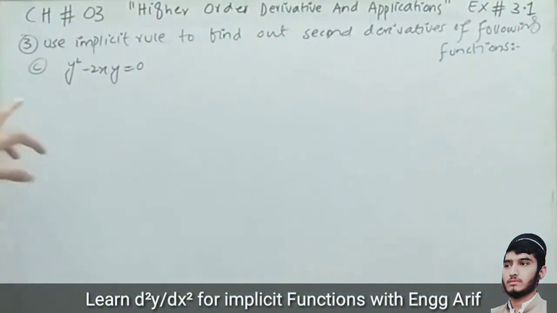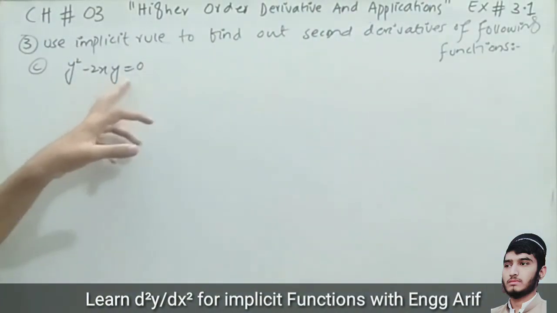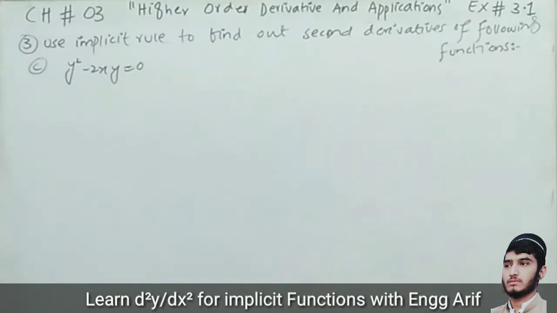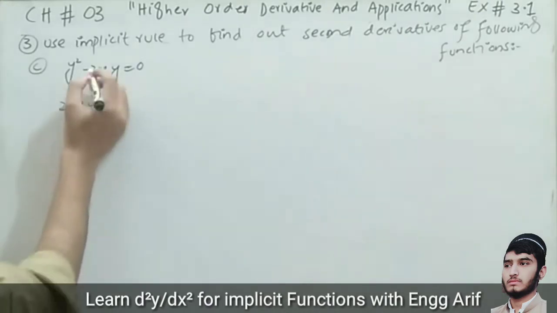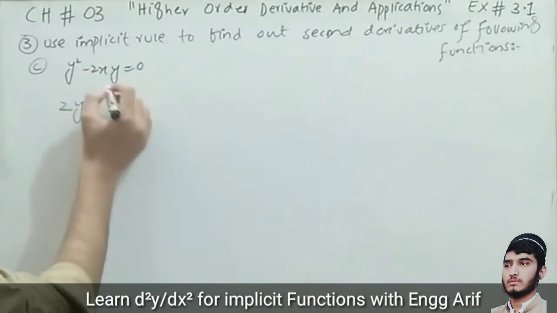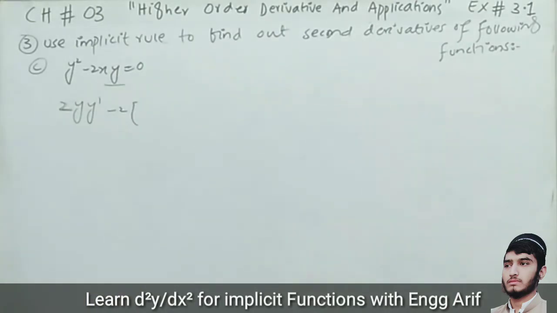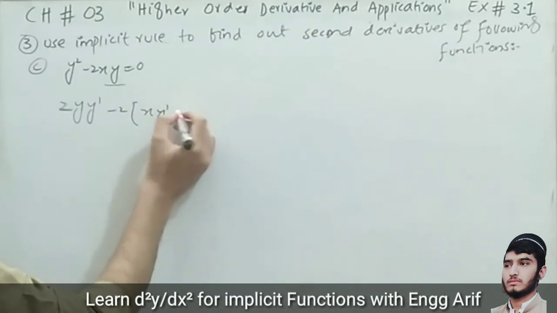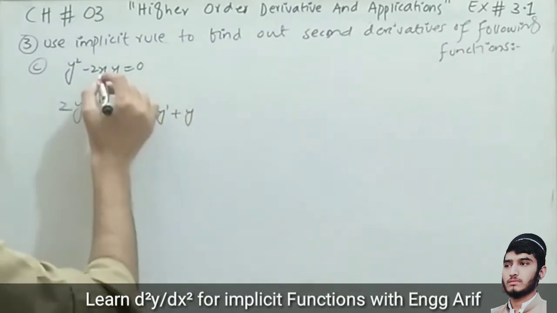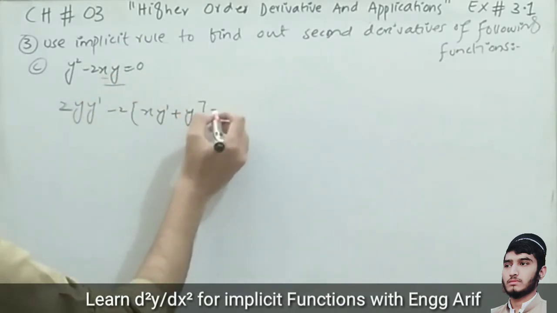Now move to the next part number c, y square minus 2xy is equal to 0. Find second order derivative of this function. Y square derivative will be 2y and the inner function derivative is y ratio, minus 2 times half over here. This two function will multiply, so use product rule of differentiation. First function derivative of the second function is y dash plus second function y, and derivative of this function is just 1, will be equal to 0.